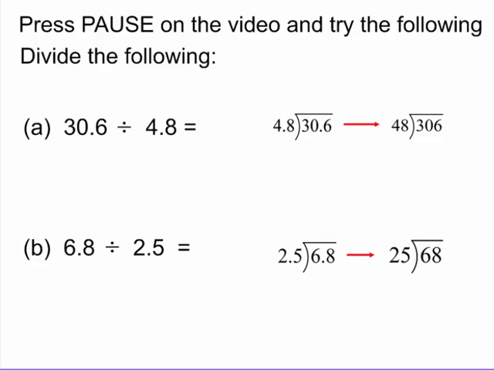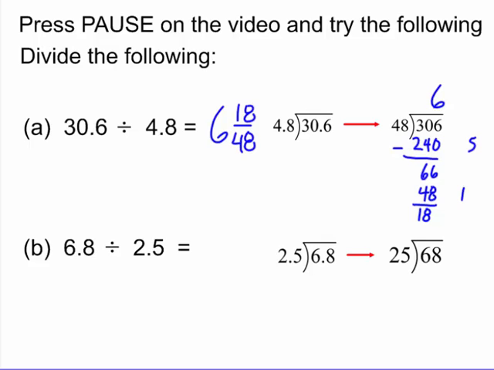Okay, welcome back. So I have 30.6 divided by 4.8. So you'll notice I'm using my equivalent expressions. I'm changing this into 306 divided by 48. So I will look at 5 groups of 48, which is 240. If I subtract those, I am left with 66. That's 1 more group of 48. And I am left with 18. So I have 6 complete groups and 18 48ths left over.